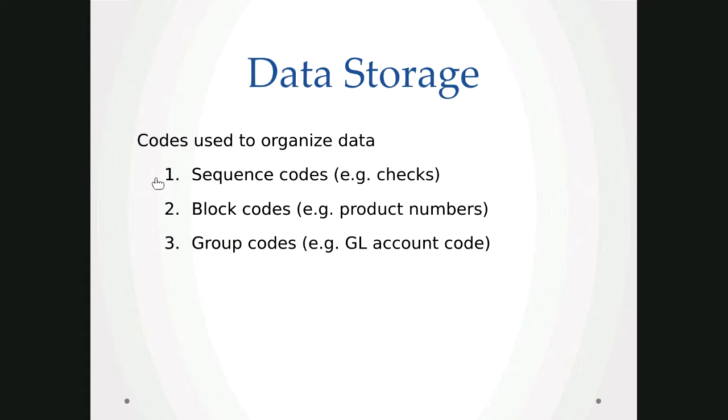These help you store the data about those transactions using those sequence numbers, sequence codes. And this is the easiest one to understand. The second one is block code. Block code is used to identify the data.